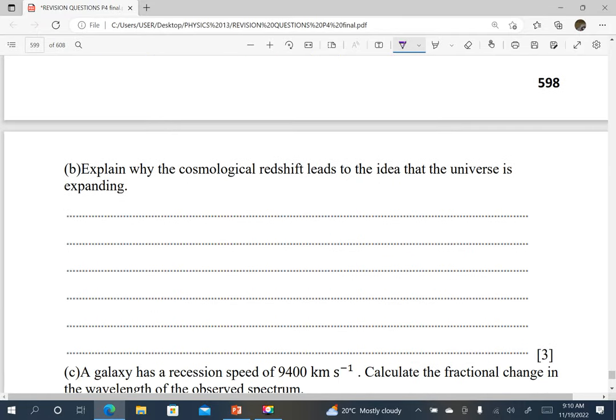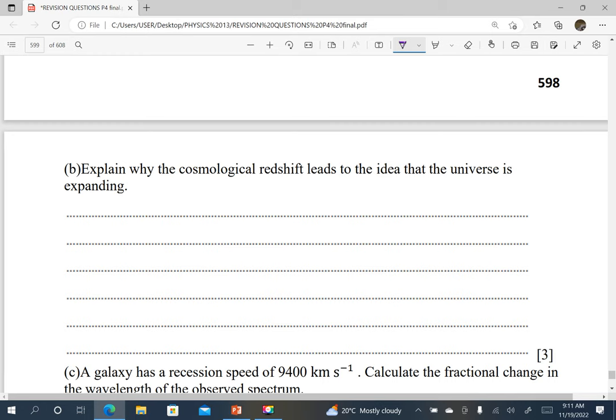Explain why the cosmological redshift leads to the idea that the universe is expanding. What does the redshift imply? The redshift implies that the wavelengths of the spectral lines in light from stars are actually greater than their known values in the laboratory. So it means the expansion is stretching out light as it travels through space.